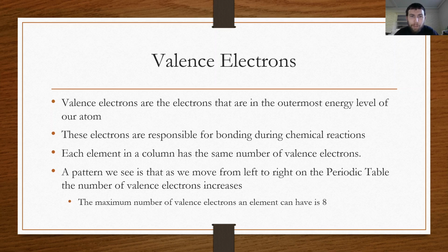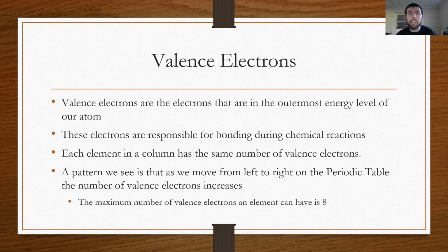Now, a pattern that we see as we move from left to right on the periodic table is that the number of valence electrons for our atoms is going to increase as we go from left to right. Now, keep in mind that the maximum number of valence electrons that an element can have is 8. Elements cannot have more than 8 valence electrons, okay?